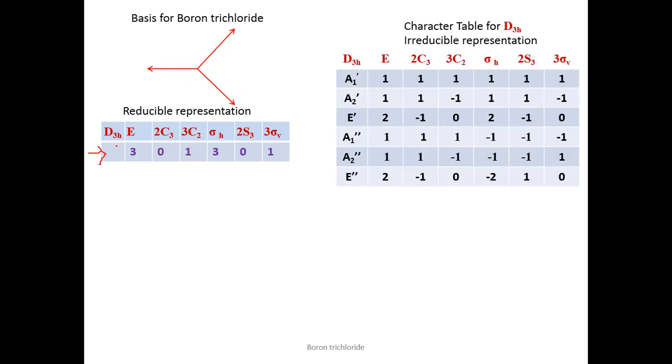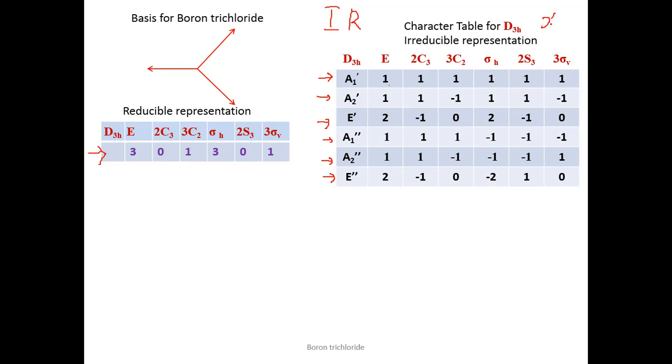And we need the character table for D3h. In the character table, each line A1 dash, A2 dash, E dash, A1 double dash, A2 double dash, E double dash, etc. These 6 lines are known as irreducible representations. The numbers inside, 1, minus 1, 0, minus 2, minus 1, etc. are known as characters of irreducible representation.